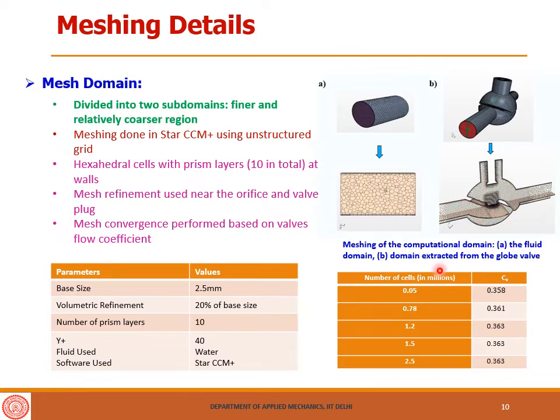We also performed a mesh convergence analysis, and we have chosen a size of 1.2 million cells, at which there were no changes in the flow coefficient or further flow features. And similarly, the other parameters which have been used in Star-CCM+ are listed in this table.